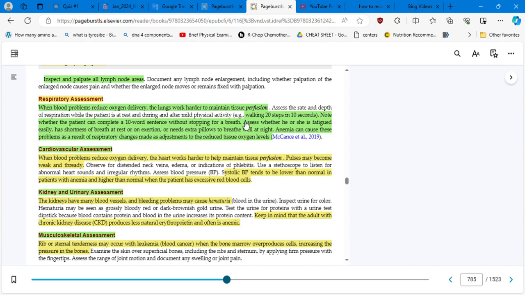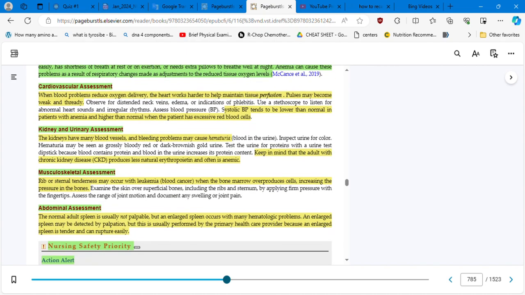You can even ask somebody to sing a small part of a song, and you will see if that person has enough breath to complete that particular song or a sentence. You can ask a patient, please, can you read this paragraph for me? Or walking 20 steps in 20 seconds, and ask whether she is fatigued easily, has shortness of breath at rest or on exertion, or needs extra pillows to breathe well at night, right? Anemia can cause these problems as a result of respiratory changes made as adjustment to reduce tissue oxygen level.